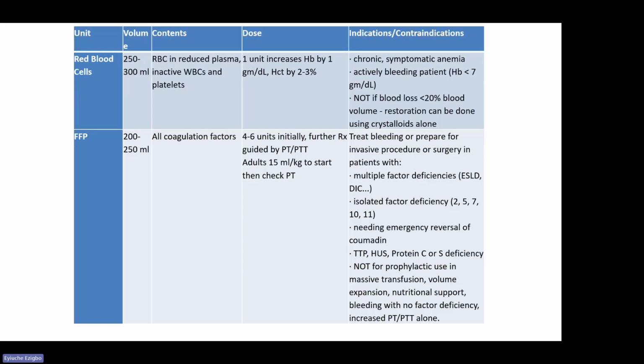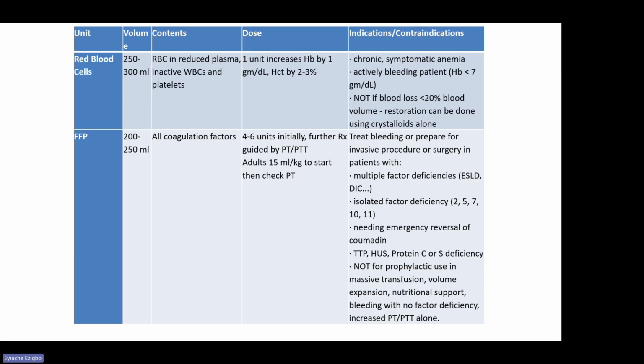So indications for blood components. Red blood cells can be given to chronic symptomatic anemia like sickle cell. They are every time chronically anemic. They are not bleeding, they are not losing any volume or plasma. It's just that their red cells are being destroyed. You can also give red blood cells in patients that are actively bleeding, but the hemoglobin is less than 7. But if the blood loss is less than 20, volume restoration can be done.